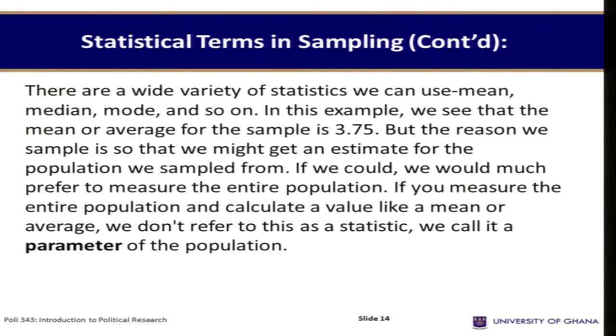In other words, if you work out the average age of all University of Ghana students, we call that measurement, or that average age, which has been measured from the population, a parameter. But if you take that measurement from the sample, we call it a sample statistic.